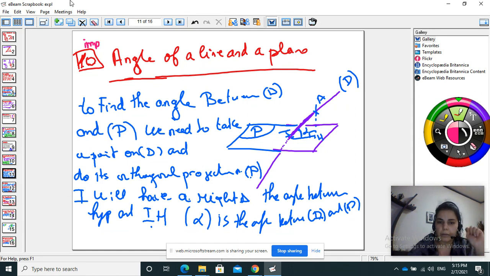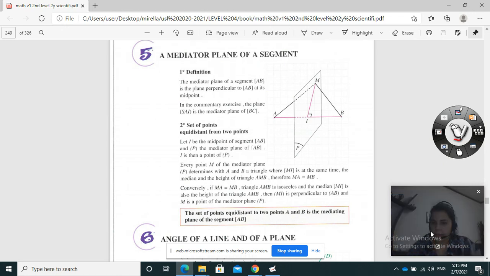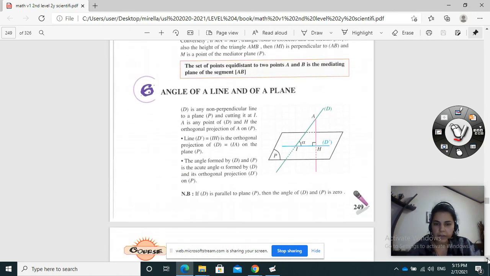So to find the angle between D and P, we need to take a point on D, and I did an orthogonal projection. Okay, it became H. So now I have a right triangle IAH. This is alpha. So here we can use sine and cosine. Sine is opposite over hypotenuse, cosine is adjacent over hypotenuse, tangent is opposite over adjacent. If you want, guys, I will show you the figure. It will be clearer and more accurate.